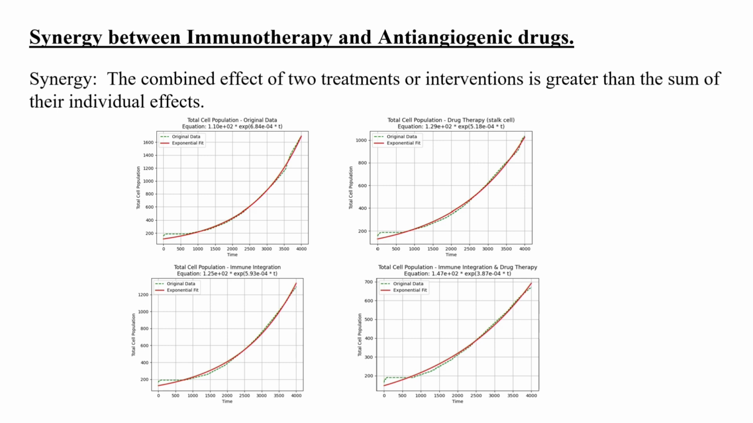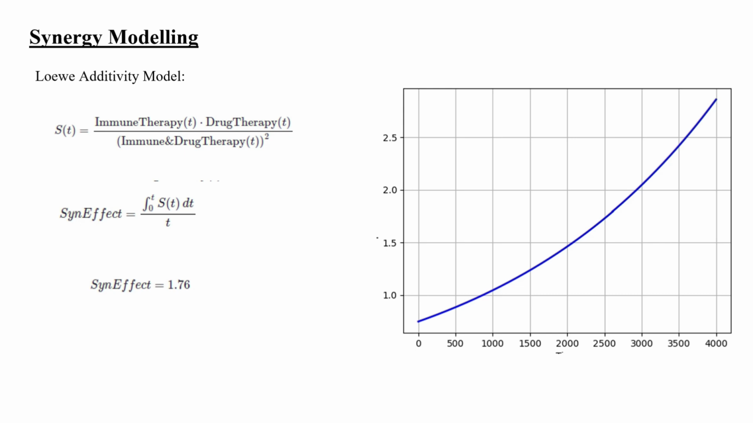Moreover, by fitting the total cell count data from each treatment scenario to an exponential curve and applying the Loewe additivity model, we can mathematically demonstrate this synergy. The analysis shows that the total live cell population is significantly lower when drug and immune therapies are combined compared to when they are administered independently. This further supports the conclusion that the combination of these therapies is the most effective strategy for inhibiting tumor growth and angiogenesis.